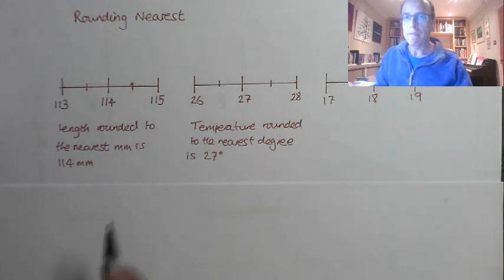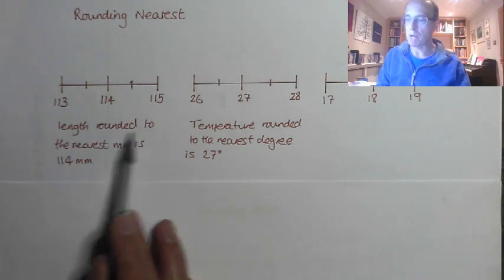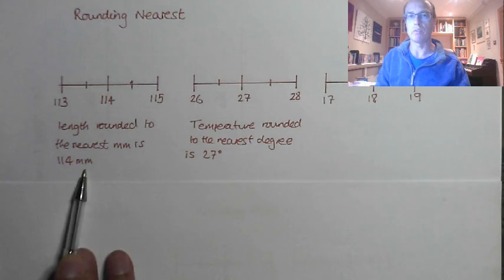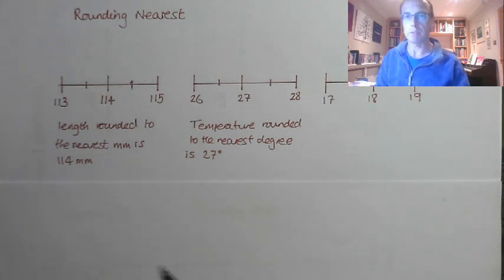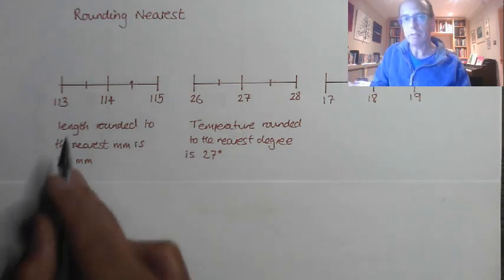Okay, first example, we have been given a length and we've been told that it has been rounded to the nearest millimetre, and the length is 114 millimetres. Imagine we've got a piece of wood, we don't know exactly how long it is, but to the nearest millimetre it's 114 millimetres. And what we're interested in is the range of possible values going from the smallest up to the largest possible values that would get rounded to my 114. Let's have a look at my number line.